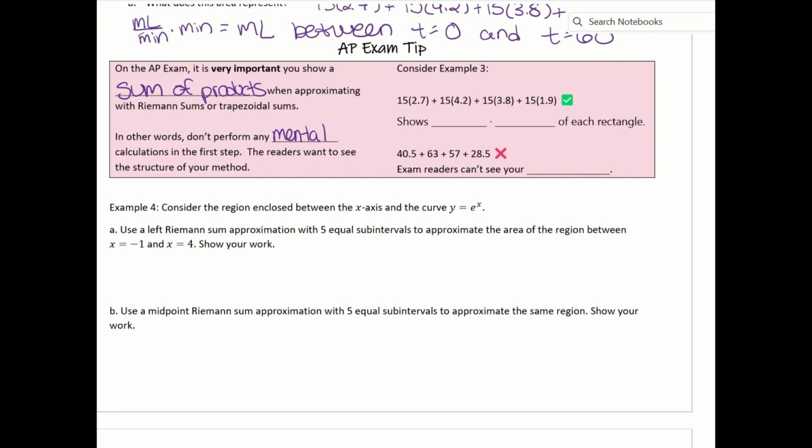Example 3, the one we just did, shows the length times the width of each rectangle. So this means something. Your exam grader would be able to see, oh, length times width, length times width, length times width, length times width, add them all up. If you write it like this, even though those are the correct products, they don't show your method of finding the areas of rectangles. So just skip this part entirely and just put this into your calculator. You'll be good to go.